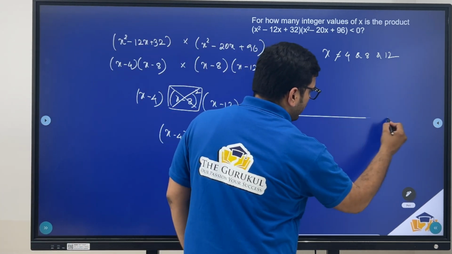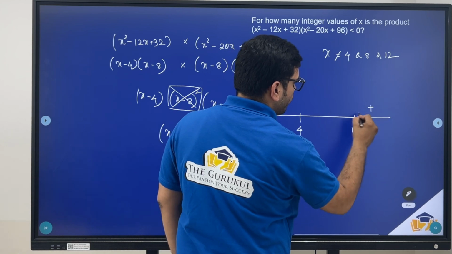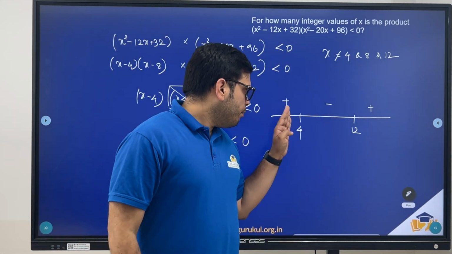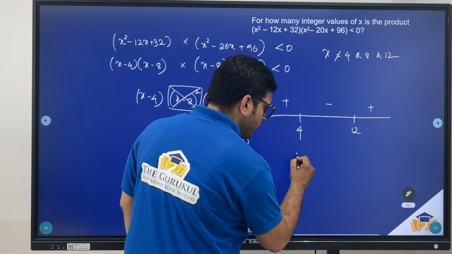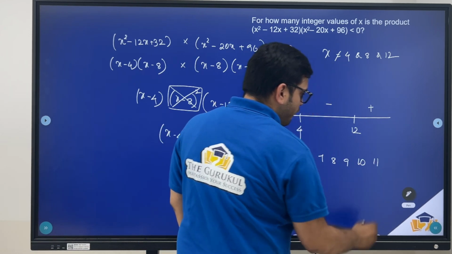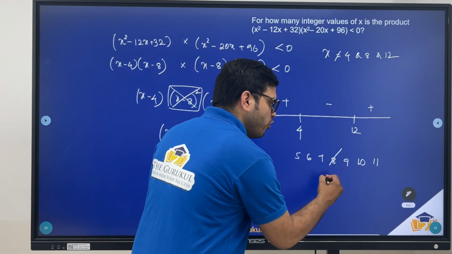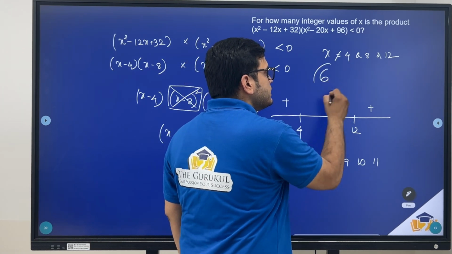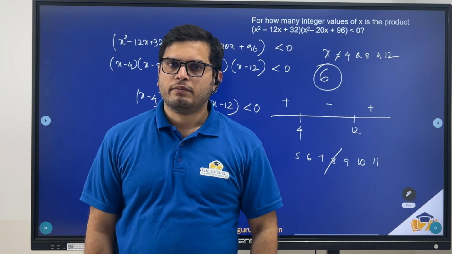Now on the number line, 12, 4, positive, negative, positive. So we should be considering the integers between 4 and 12, excluding both. So how many do we have? 5, 6, 7, 8, 9, 10, 11. We have 7, but there is a catch here. The value of x cannot be 8, right? So the answer for this question should be only 6 integer values that satisfy this inequality.